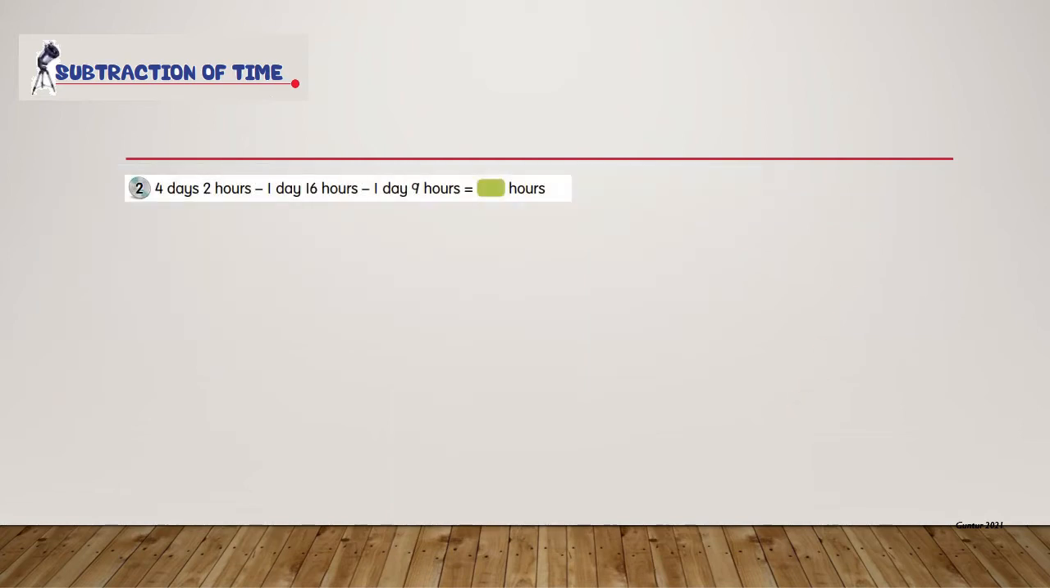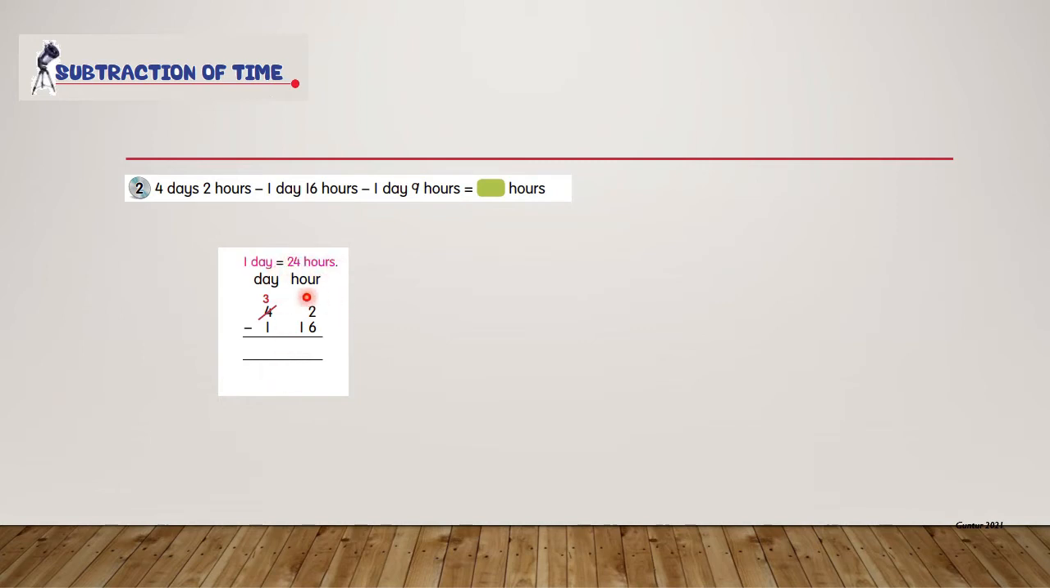Okay, now we look at the next example. The question here is 4 days 2 hours subtract with 1 day 16 hours and subtract with 1 day 9 hours. Okay, we must solve one by one. First, 4 days 2 hours subtract with 1 day 16 hours. Okay. 2 subtract by 16 cannot be done, so borrow from 4 days. 4 cancel becomes 3. We're taking 1 day. 1 day is equal to 24 hours.